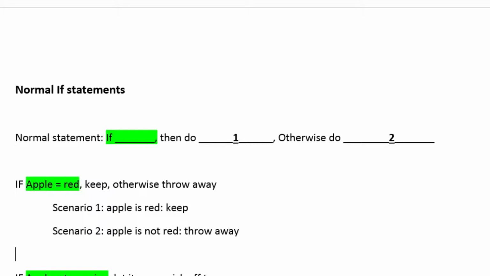We're going to have some sort of condition, and then that condition can be either true or false. So we have two outcomes, one condition, two outcomes. Our first example: if an apple is red, and that condition, apple equals red, is true, we're going to keep it. So that would be scenario 1. Scenario 2 is the apple is not red, so it is false. So we're going to throw it away.